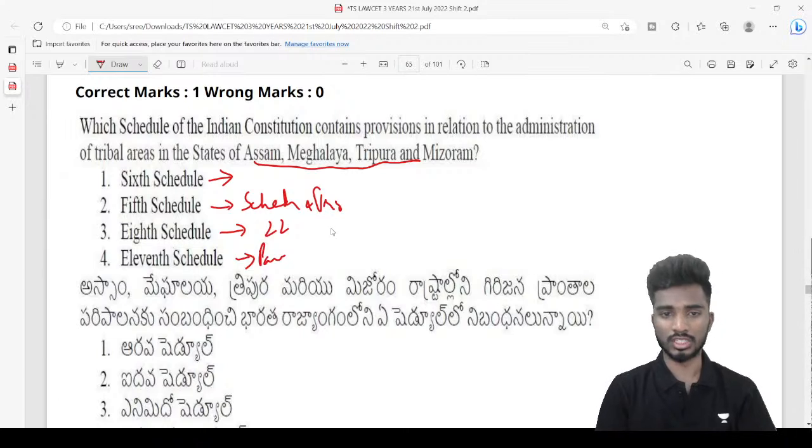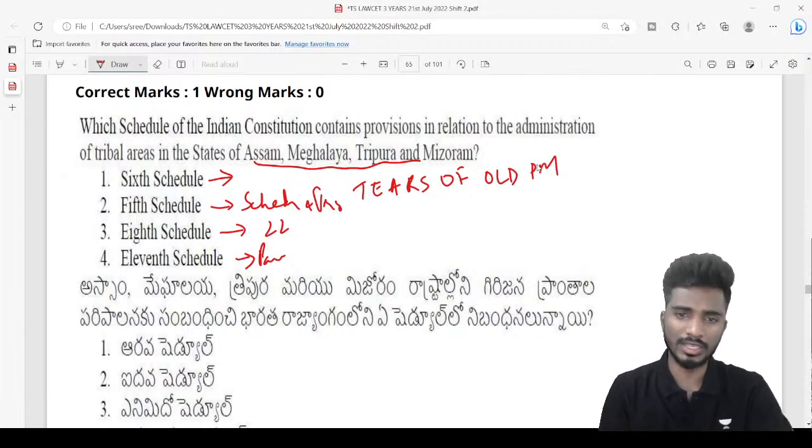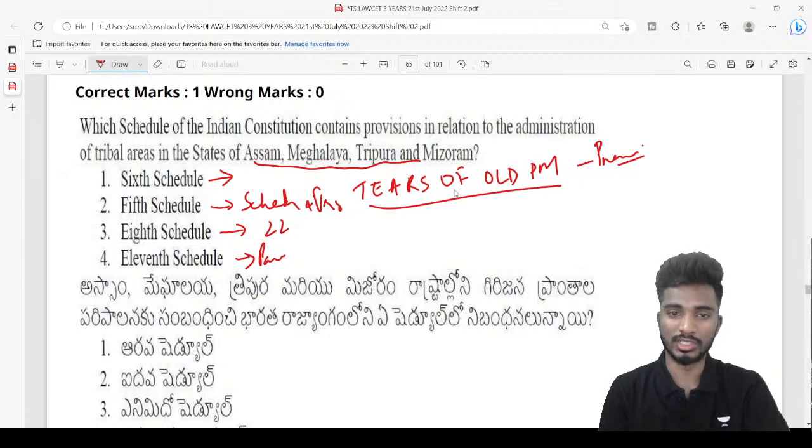We already know there is a very important trick to remember the schedules: Tiers of Old PM. Tiers of Old Prime Minister. Very important, a very easy mnemonic through which you will be able to remember the schedules easily. I hope all of you know what Tiers of Old PM is, right?